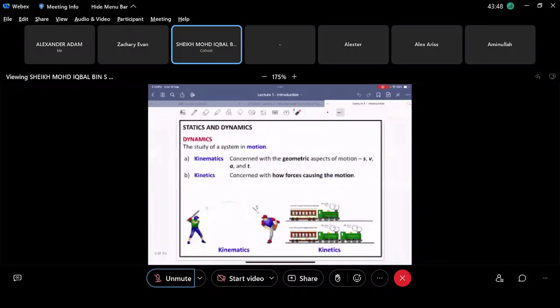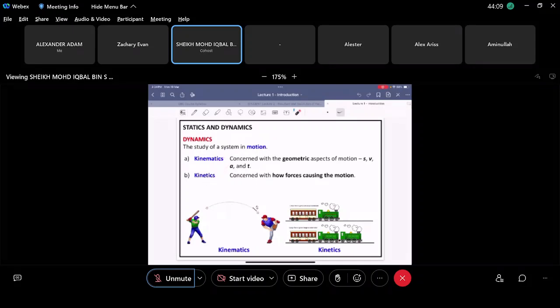All right. And then we have dynamics. Dynamics is something that is moving, right? Because it is moving, we study the system that is in motion. So it's considered dynamics. Dynamics can be divided into two, kinematics and kinetics, all right?